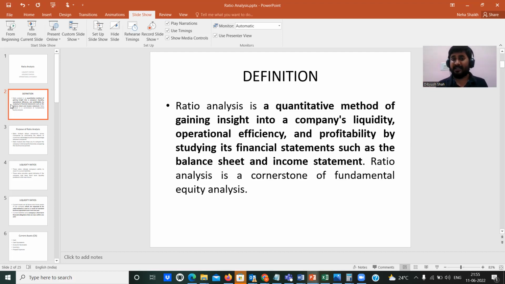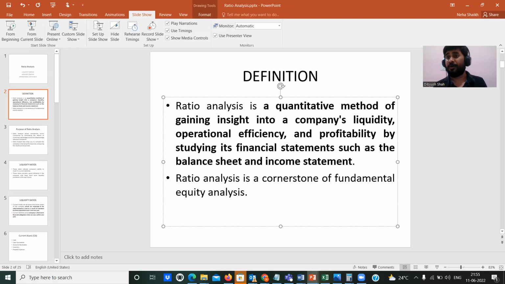As the second line says, ratio analysis is a cornerstone of fundamental equity analysis. What is fundamental equity analysis? When you are making your own portfolio or deciding whether you want to invest in this company or that company, ratio analysis is a very important tool. Not the only tool, but a very important tool when you are trying to find out the fundamental value of your equity investments or where to invest your money.